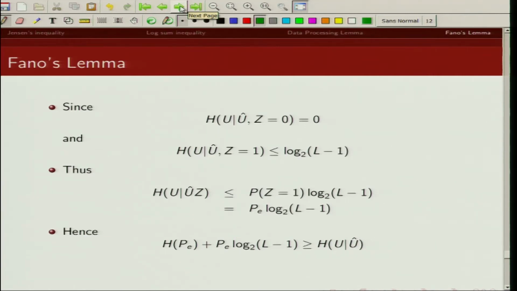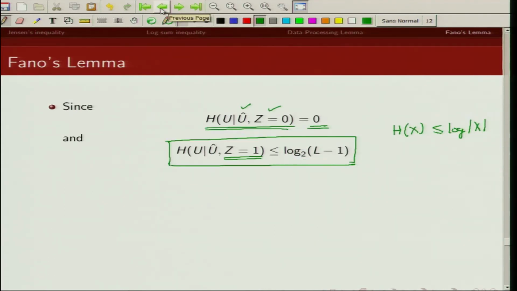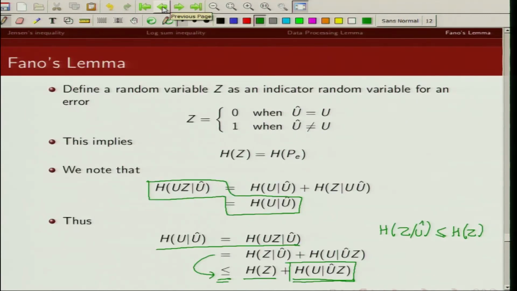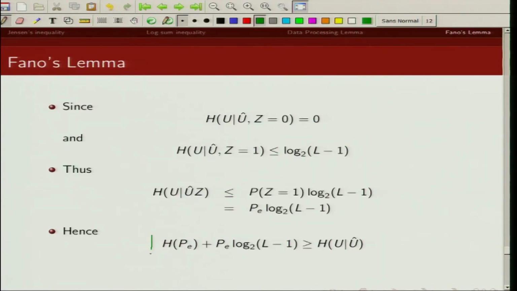So again, let me just go back. We had this expression, right? H(U|Û) is less than or equal to H(Z) plus H(U|Û,Z). We have shown H(Z) is given by H(p), and we showed that this quantity is upper bounded by p log of L minus 1. So if we plug these values in, we get our Fano's lemma, which is this.